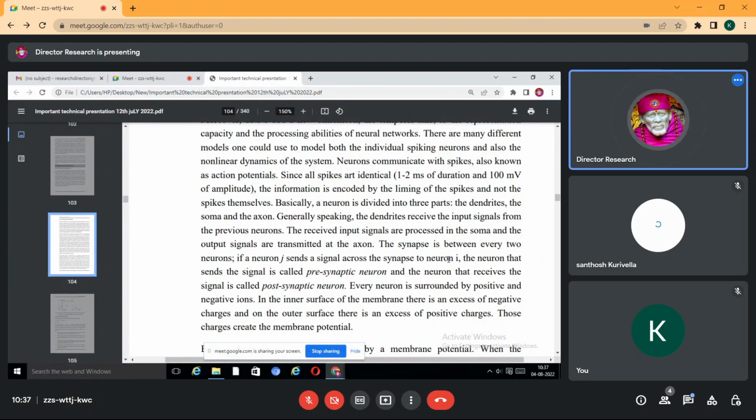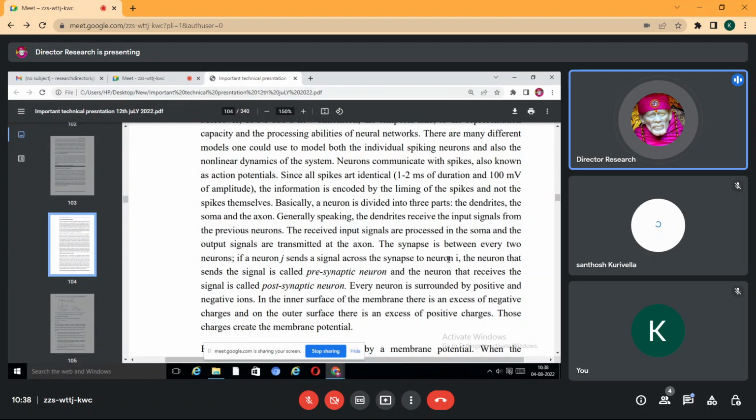Generally speaking, dendrites, soma, and axon are the three parts. The dendrites receive the input signals from the previous neurons. The received input signals are processed in the soma, and the output signals are transmitted at the axon.